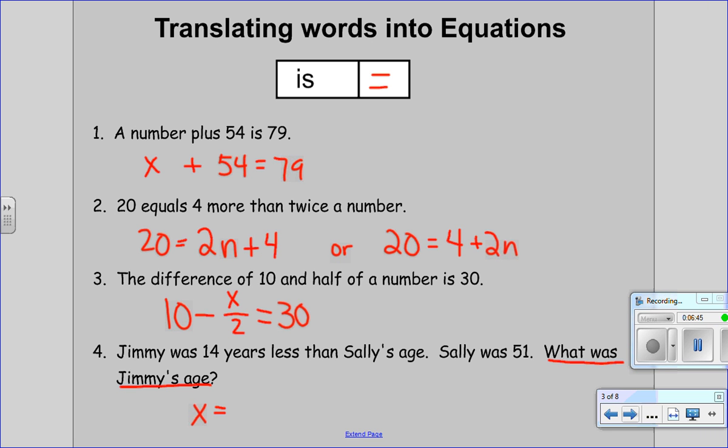Well, we know Sally's age was 51. And if Jimmy was 14 years less than that, that means that x must be 51 minus 14. And again, if we wanted to solve it, we could find exactly what Jimmy's age was. In this case, it would be 37. So it's important to pull out the key words and put the operations and numbers in the right places, because minor mistakes in the order in which you translate these could make a big difference in the way you solve them.